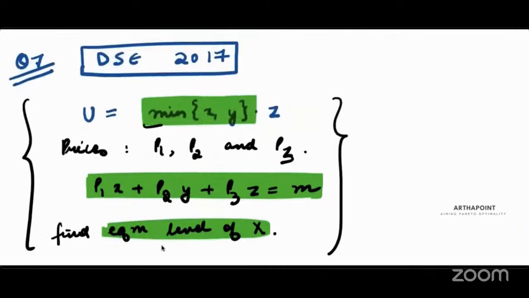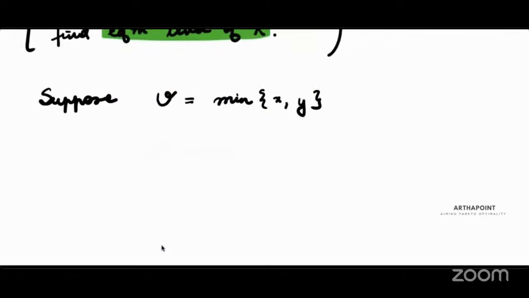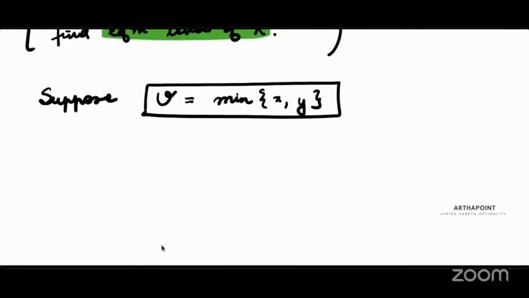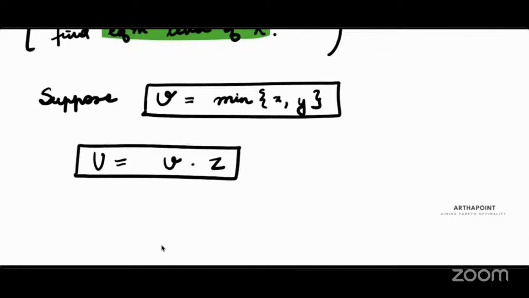This part of the utility function, I say that min of xy will be either x or y, depending on whatever is minimum. But I say that this part of my utility function, I represent it with some new alphabet. It can be any alphabet. So then your utility function becomes this phi into z. Okay. This is your new utility. This utility function in turn has this utility function combined.